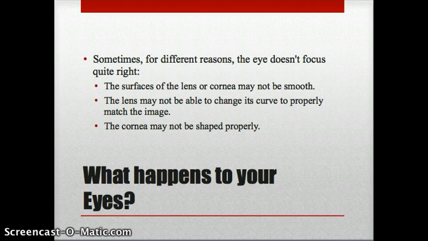Sometimes the eye doesn't focus quite right because the surface of the lens or our cornea may not be smooth, the lens may not be able to change its curve to properly match the image, or the cornea may not be shaped properly. And this all happens over time, so it's not any one incident that causes any of these things to happen.